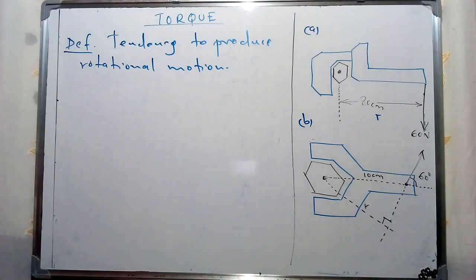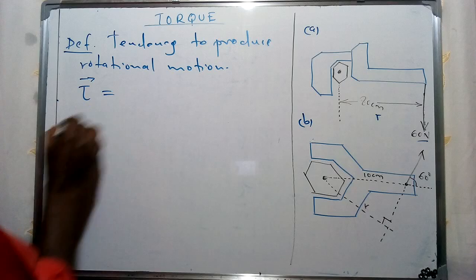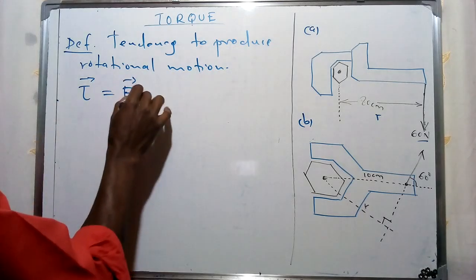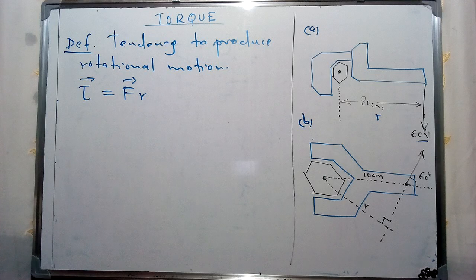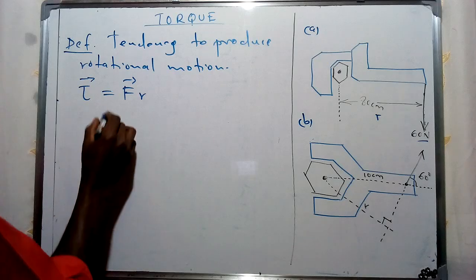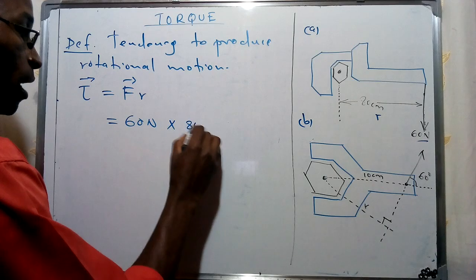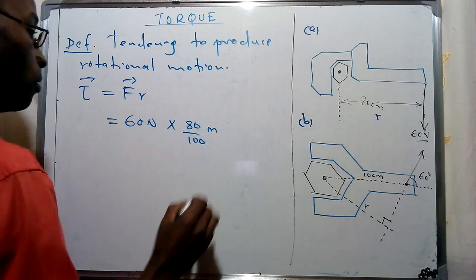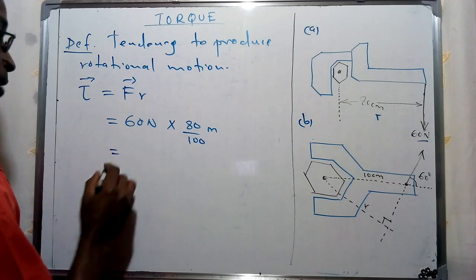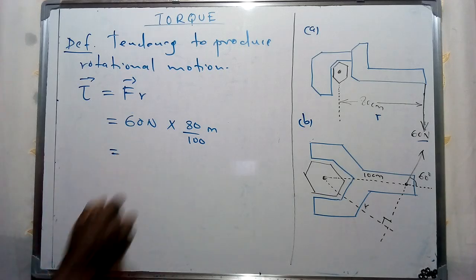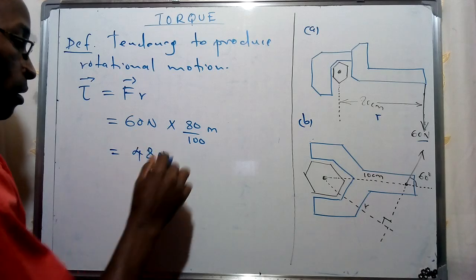So if a force of 60 newtons, which I've given for A, is applied to a spanner to rotate a nut, as shown above, and we are required to find the torque, then we can give it as tau equals force times distance. We can evaluate that by doing a substitution. This is going to be 60 newtons times the distance, 80 divided by 100, which forms our meters. And this is equivalent to the value I'm getting, 48 newton meters.